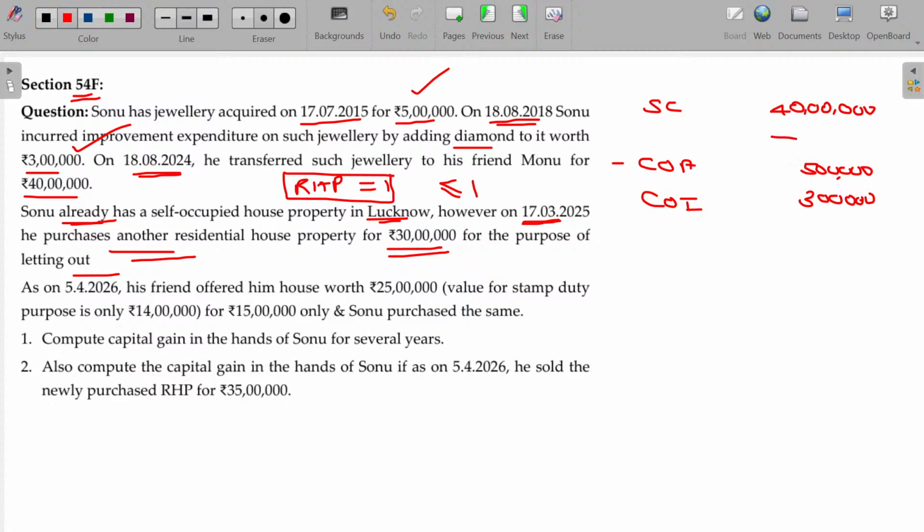Now, from the sale consideration, if I subtract, then I will get the long-term capital gain. What is the value I am getting? 32 lakhs. Sale of jewellery and purchasing the residential house property, then you can claim the deduction under section 54F, proportionately. Is that okay? 30 lakhs for the purpose of letting out.